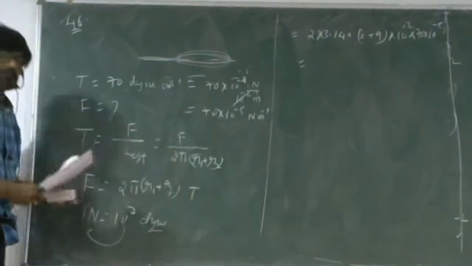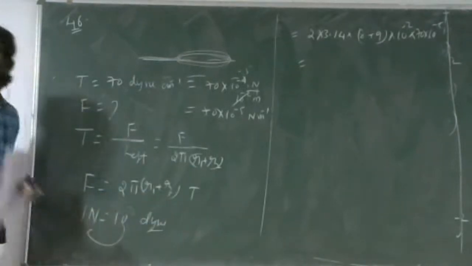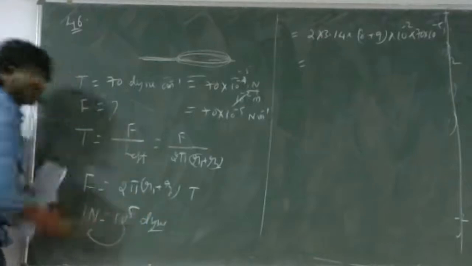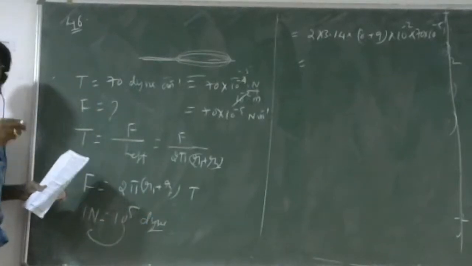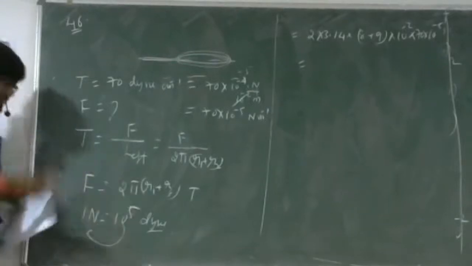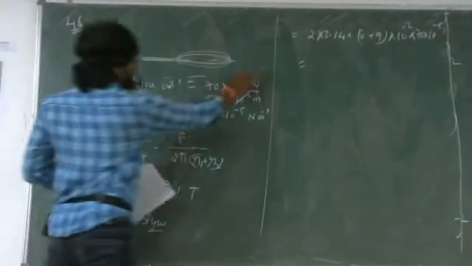Oh, not 7. 10 to the power 5. Sure? Yes, 10 to the power 5. Conversions: if I am doing wrong, you have to correct it. Okay? So you should be perfect. So 10 to the power 5, so it should be minus 5.